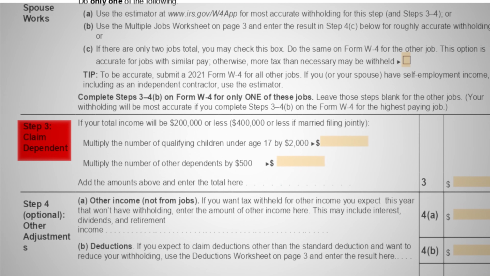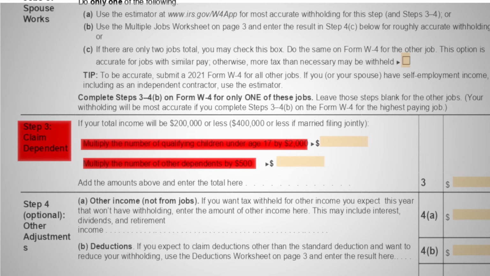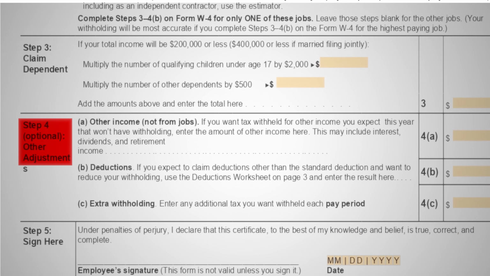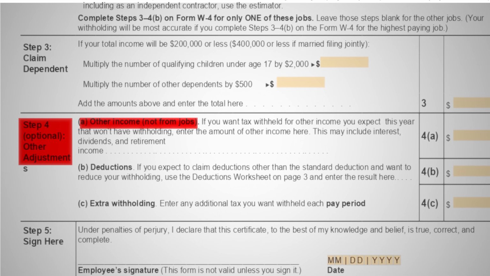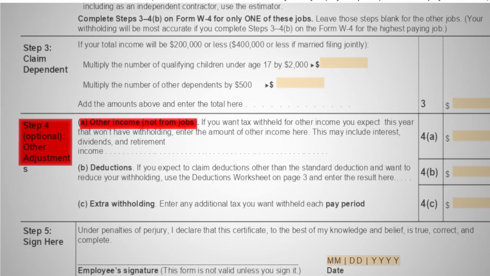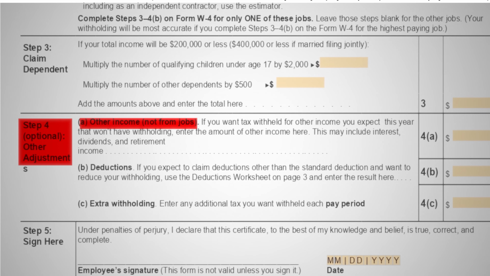Now, step number 3 is claiming dependents. If you do have kids or someone who's dependent on you, then in that case, you will also fill that out. Step number 4 is any other adjustments. If you have other incomes and you want to add them and you want your company to take out some money. For example, let's say you have a full-time job and you are also doing a contracting job and you don't want to deal with paying your taxes separately for your contract, you can ask your company, hey, take more money from my paycheck and pay it to the government, so then I don't have to deal with it.